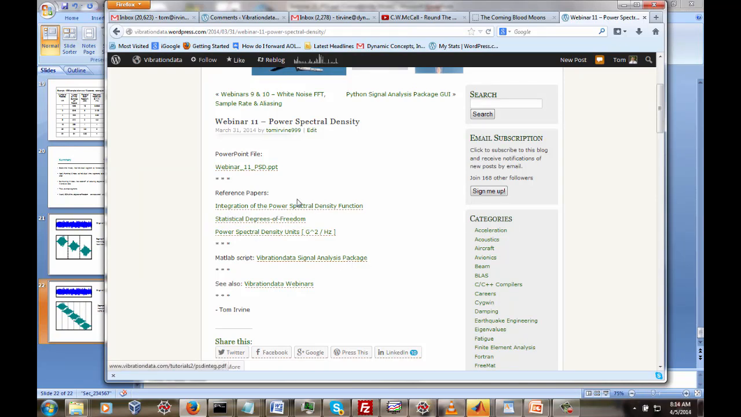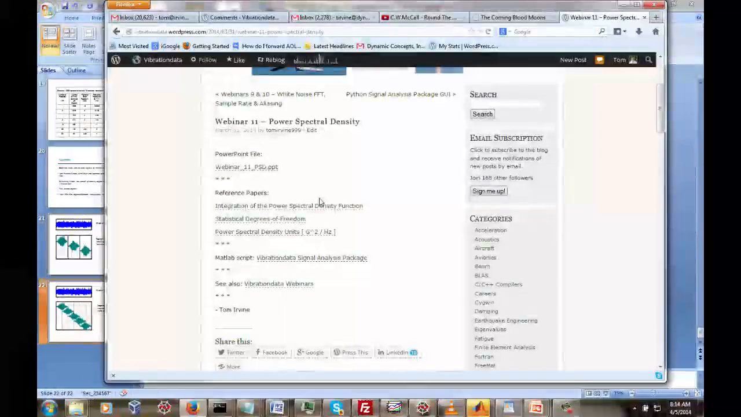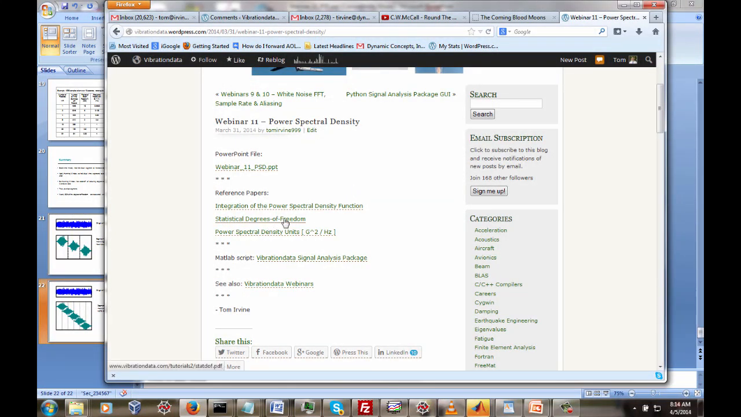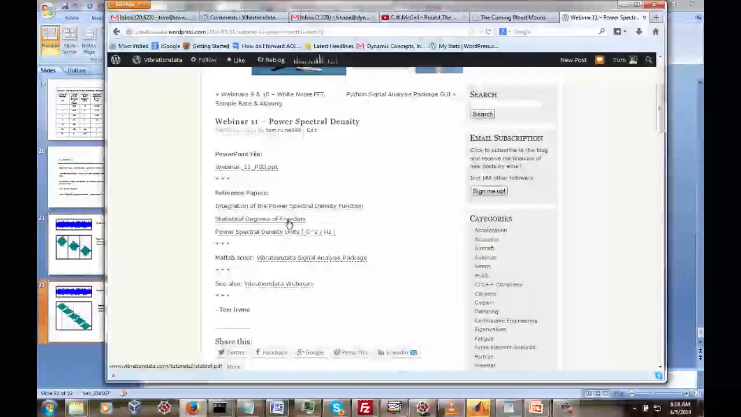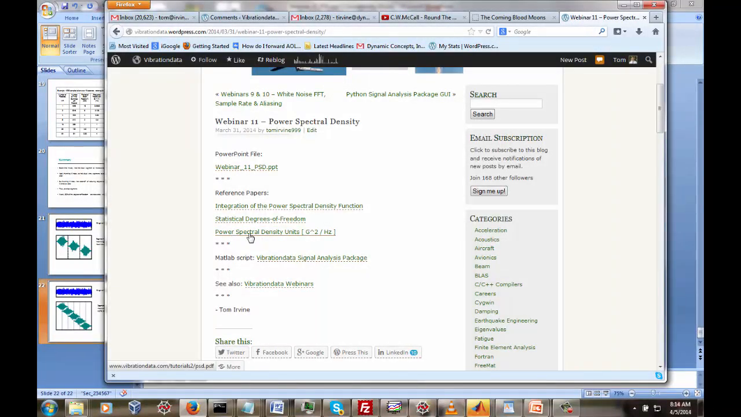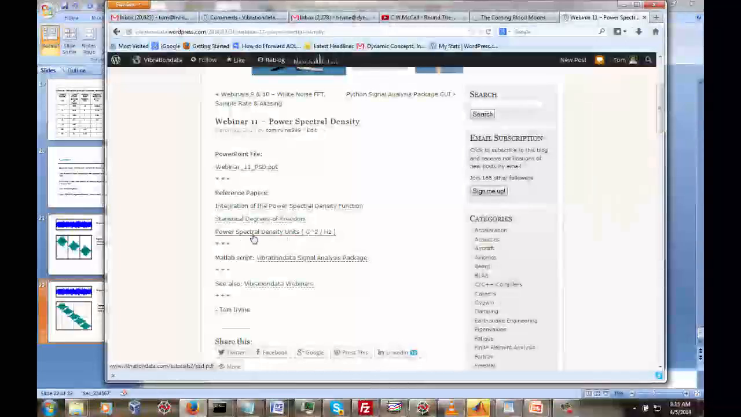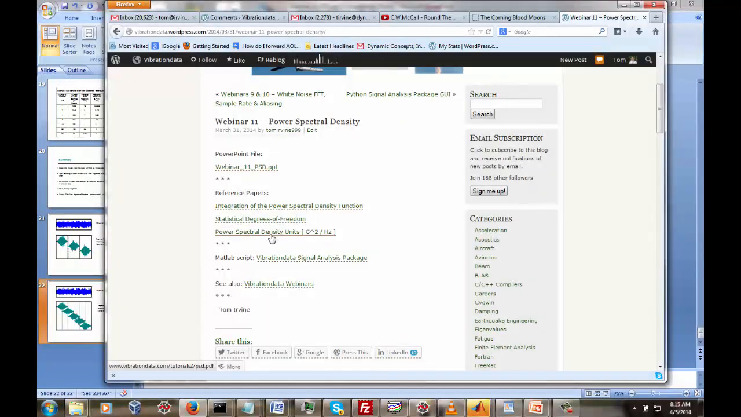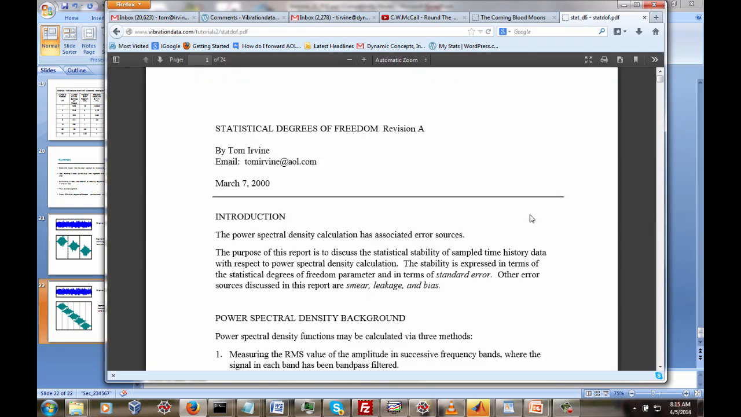The first one is integration of the power spectral density function, and that actually goes in a little more detail about those integration formulas that I showed you earlier. I also have one on statistical degrees of freedom, and this has to do with those confidence intervals and that chi-square distribution. We'll take a look at that here momentarily. Then I also have one giving more information on the power spectral density units, G squared per Hertz, which is really GRMS squared per Hertz. And this one is actually going to show you the bandpass filtering method that we're going to cover later on. But let's go to statistical degrees of freedom.